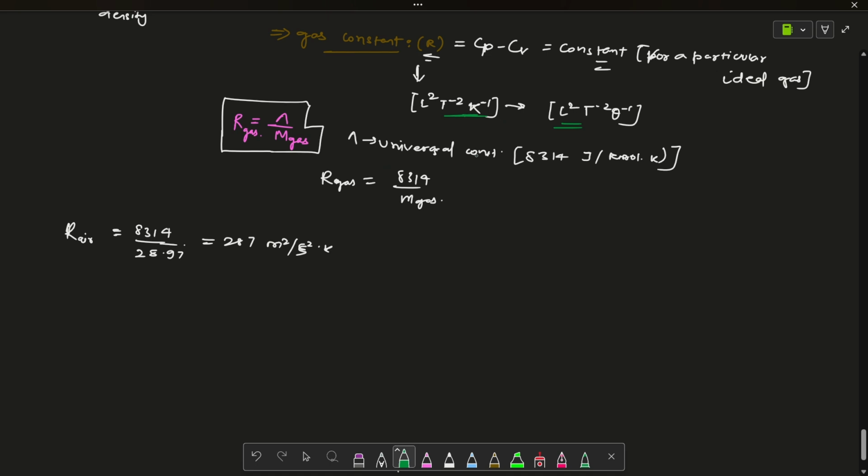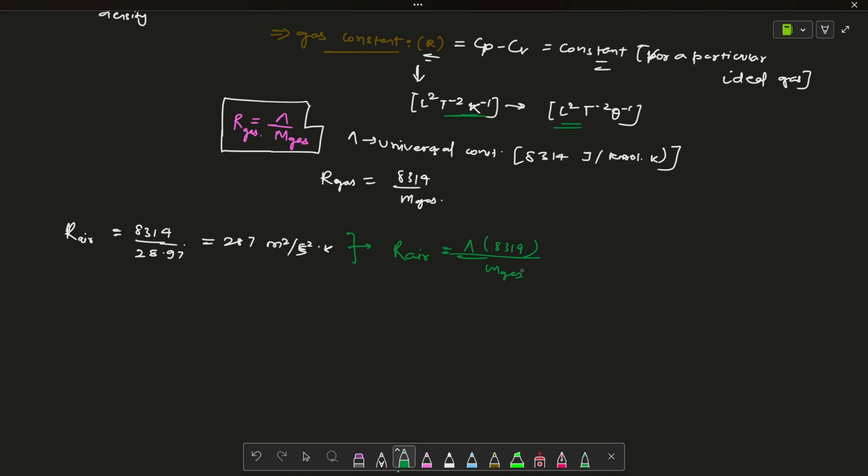Now I hope this one is clear, and you can find it for any of the gases. You just find the gas constant by taking the universal constant value, that is 8314, and dividing by the molecular mass of that gas. I hope this one is clear to you.